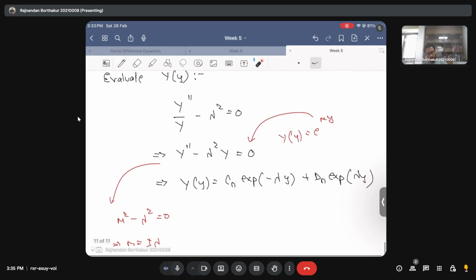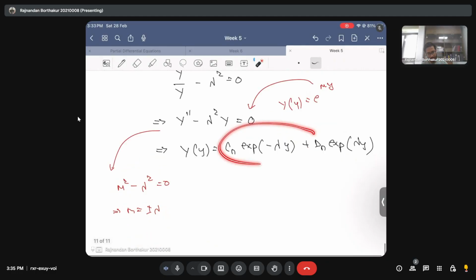So one solution is going to be equal to e power lambda y, and the second solution is going to be equal to e power minus lambda y. Basically these two solutions are linearly independent, so the entire solution is going to be equal to the linear combination of the two solutions. That's exactly what we have written here.